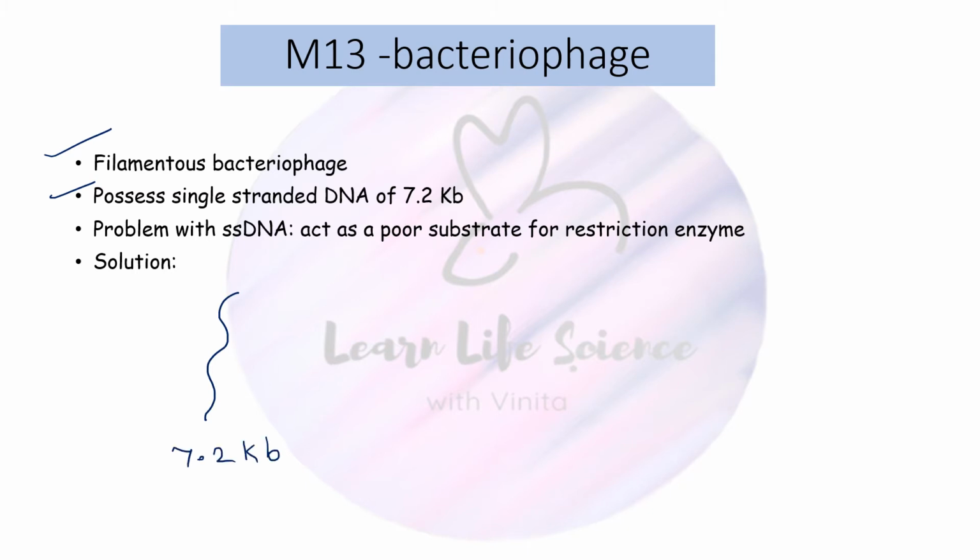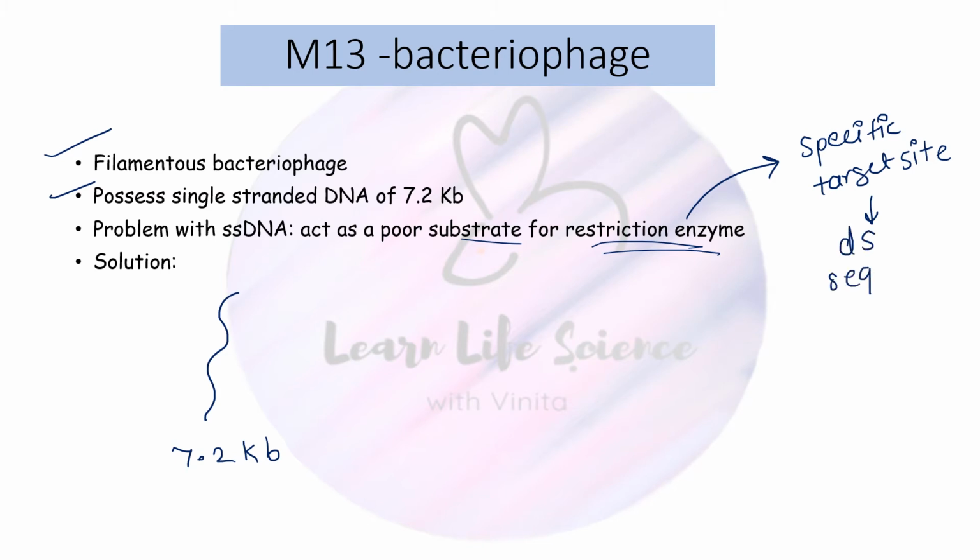Now, the problem with single-stranded DNA in genetic engineering is, if you want to use a fragment of DNA as a vector, then it should be in double-stranded form, right? Therefore, single-stranded DNA is going to act as a poor substrate for restriction enzymes, because we know that restriction enzymes have a specific target site where they carry out the cutting. Most of the time, very commonly, the target site is in double-stranded form. There is a double-stranded sequence which acts as a target site for the restriction enzyme.